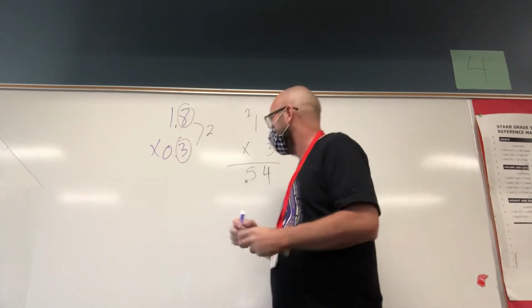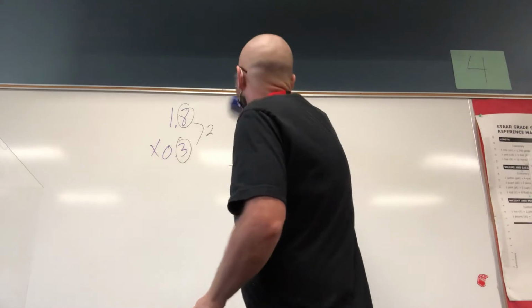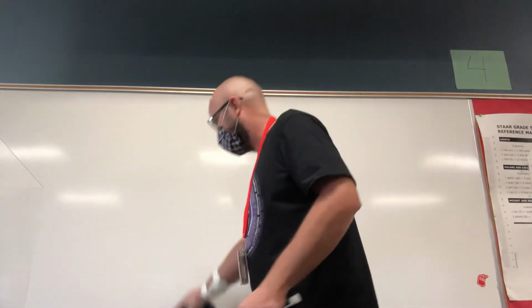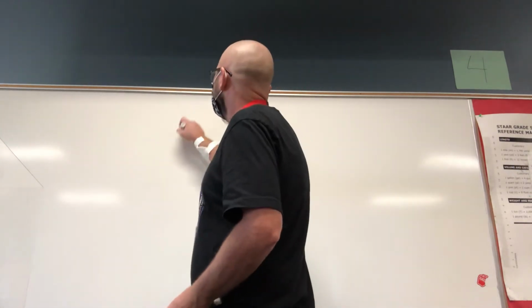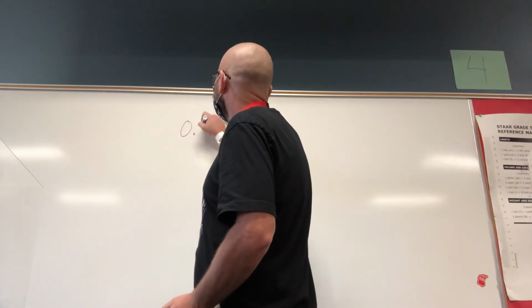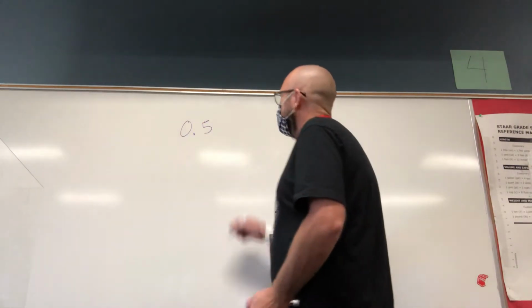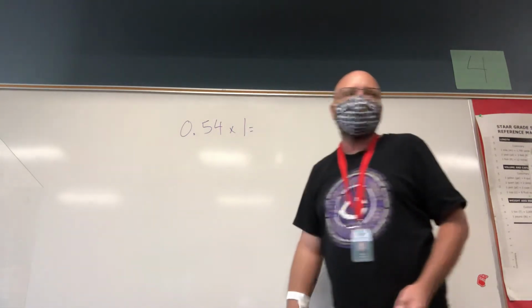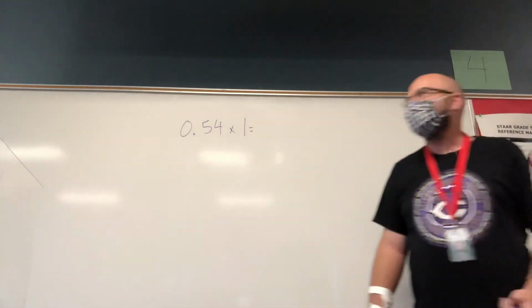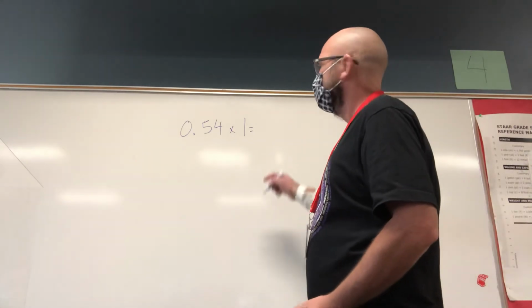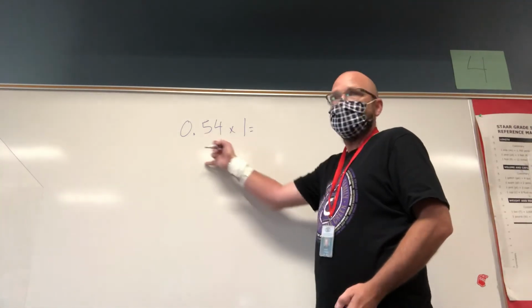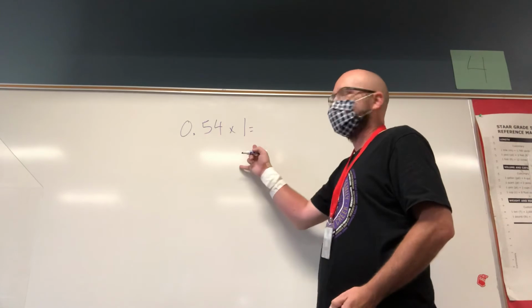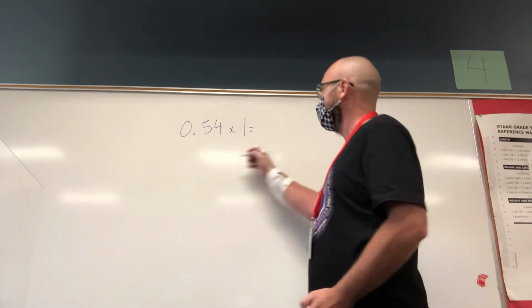Okay, so let's think about it. And remember we did a little bit of practice. If I multiply 0 and 54 hundredths times 1, it equals 1 and 50? No. 0 and 54 hundredths. If I multiply something by 1, it stays the same.